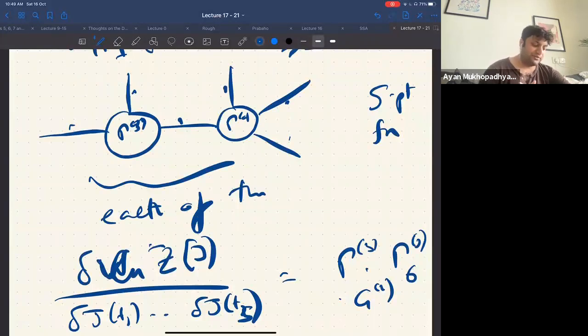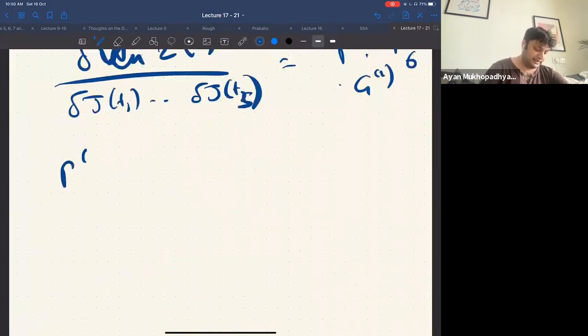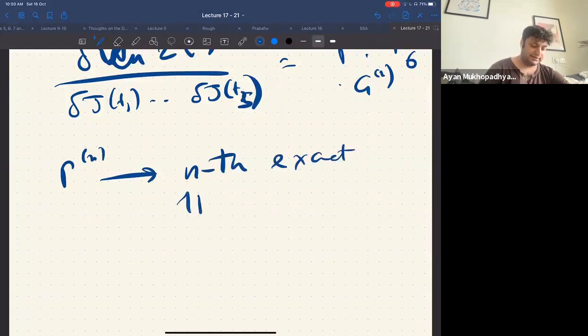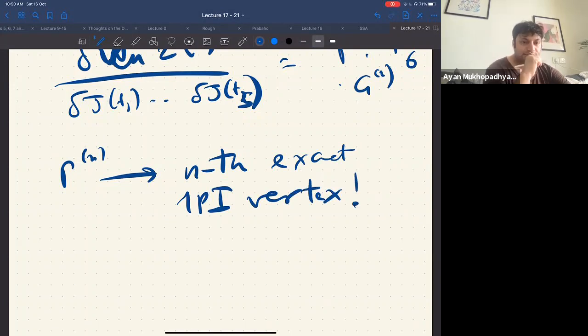So what you can show with this kind of arguments is that gamma n is nothing but the nth exact 1PI vertex. Okay. So that would be the main, so that is the main lesson that we learned from here.